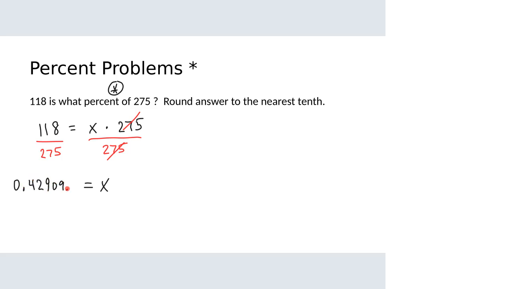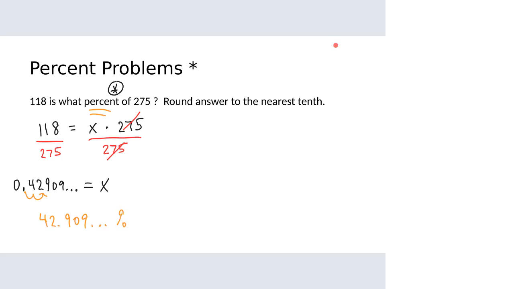90, and that keeps going. Here we have an answer, but it's a decimal answer, and we need to have a percent answer. So we'll move the decimal point 2 places and have 42.909, and that keeps going. Now it's a percent.